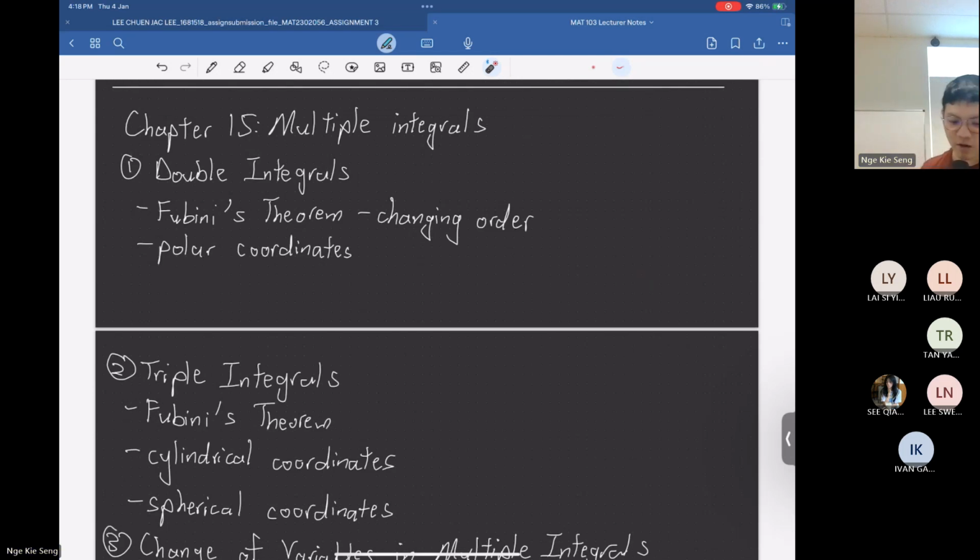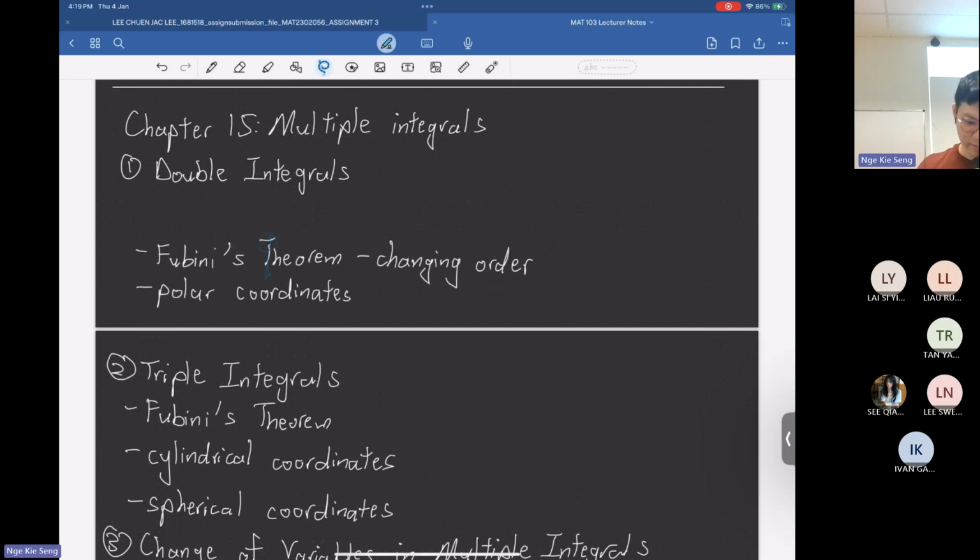Next, multiple integral. We start with double integral, and then we talk about Fubini's theorem because we don't know how to work with the definition. What do we call that? Iterated integral, right? Actually, we do iterated integral first, and then we do Fubini's theorem. I can change order. And then I can do polar coordinate.